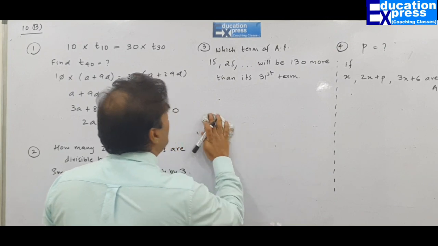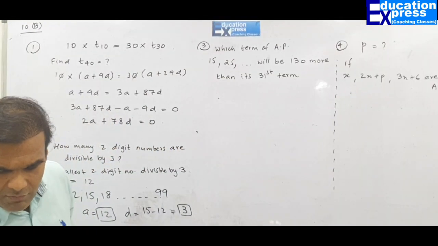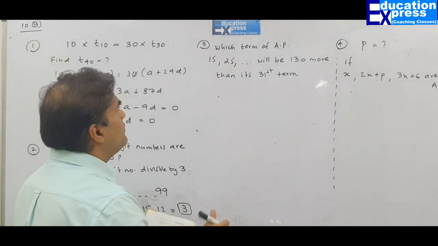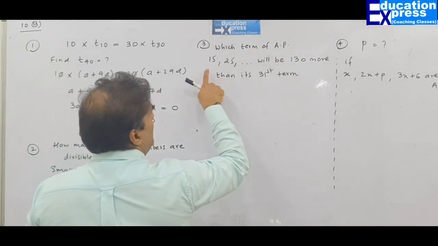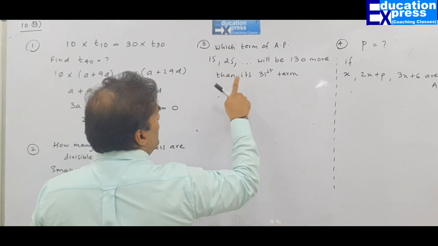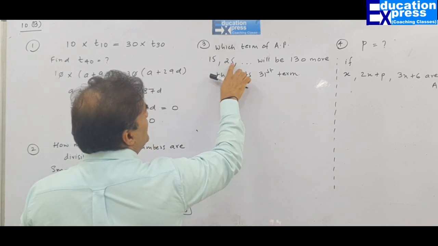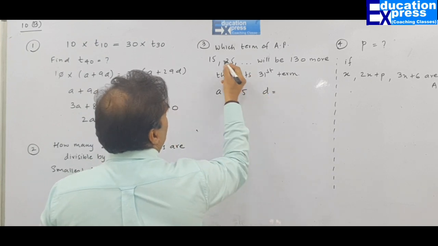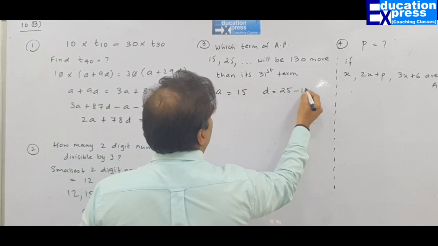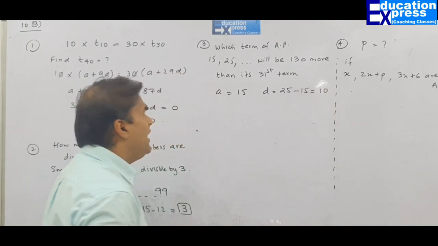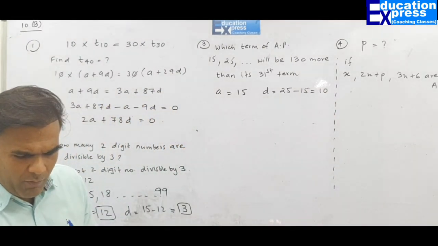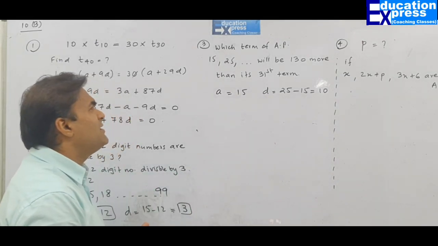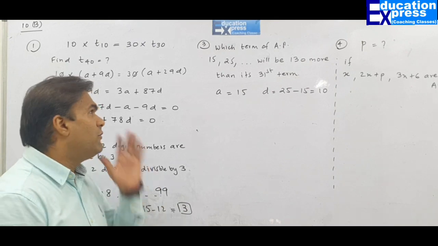Question number 3. Now, what is mentioned in question number 3? Let us read from the textbook, the exact words. Which term of the AP? The AP is given to us: 15, 25. So this is the series. First term is going to be 15. So D is second term minus the first term, 25 minus 15. So without any hassle, we can easily find the value of A and D, and that is what is needed in order to solve any question.